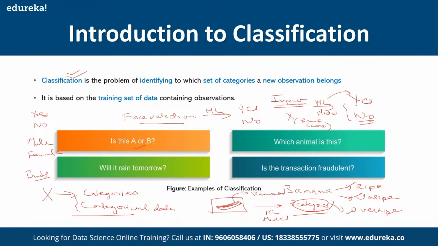Like, is this A or B? Will it rain tomorrow? The answer will be yes or no. Which animal is this? We will have to define the number of animals. So it may be a tiger, lion, or a cat, right? Or a dog, right? 4 categories we have defined. Is the transaction fraudulent? Yes or no, right? Such kinds of problems are known as classification problems in machine learning.